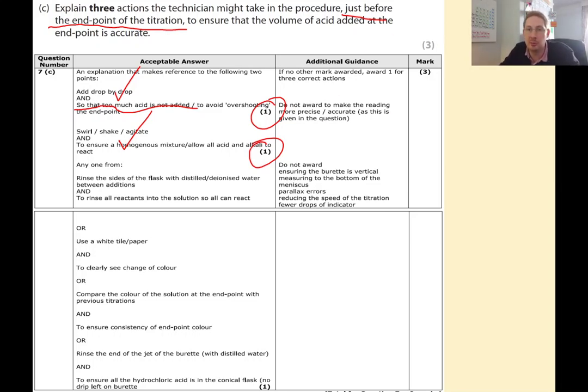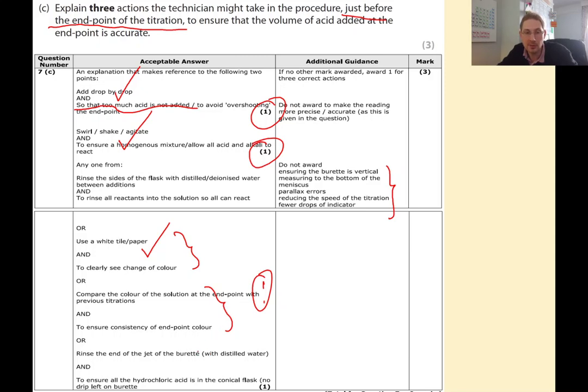Do not award to make the reading more precise or accurate. Do not award ensuring the burette is vertical, measuring to the bottom of the meniscus, because that's not just before the end point of the titration. Parallax errors. So all of this is kind of reading the burette, but that's not right before the end point of the titration. You could have had use a white tile, use paper so you can clearly see the colour. You could have had compare the colour of the solution with previous titrations to check the colour is the same. It's not one I would have got, but it's allowed there.